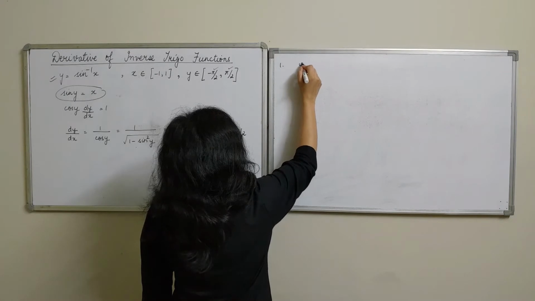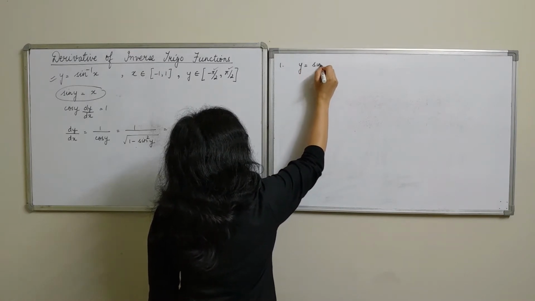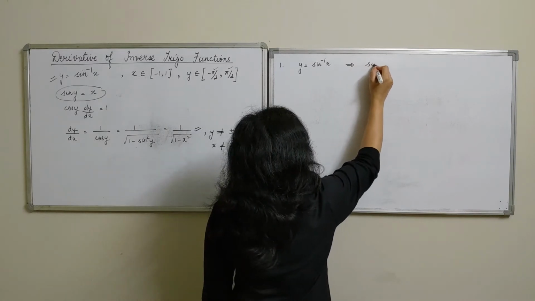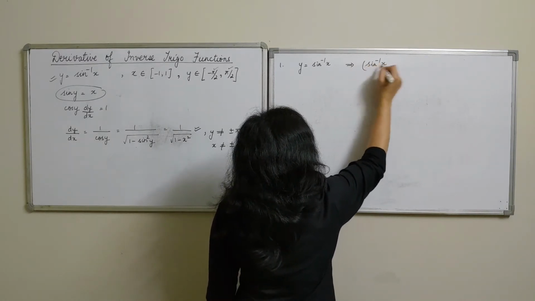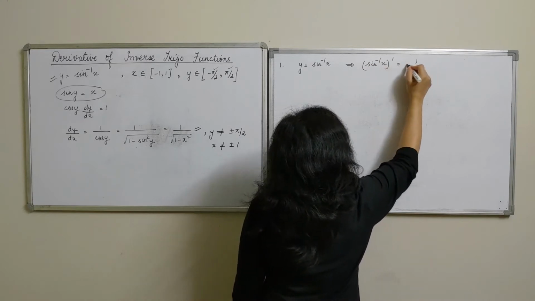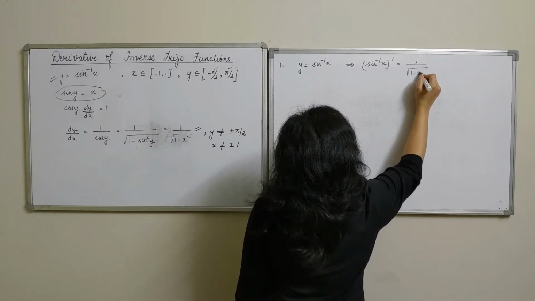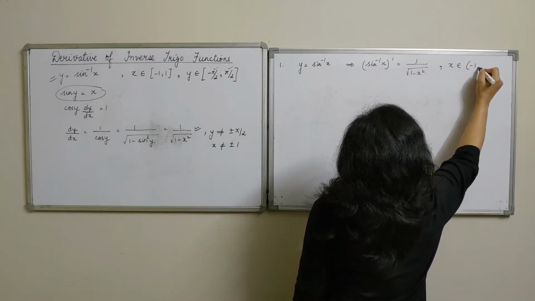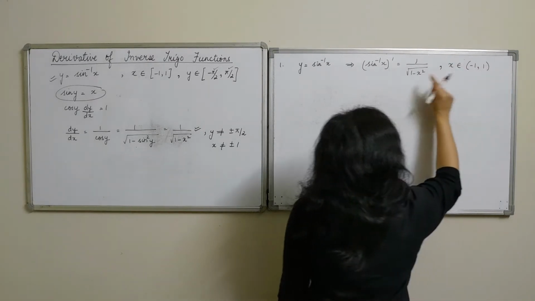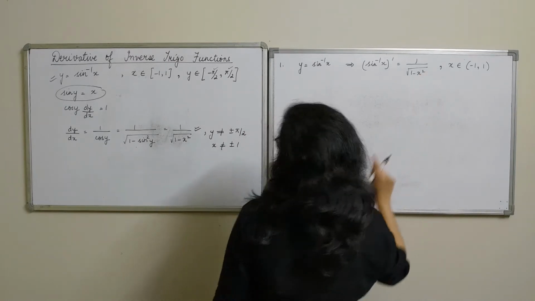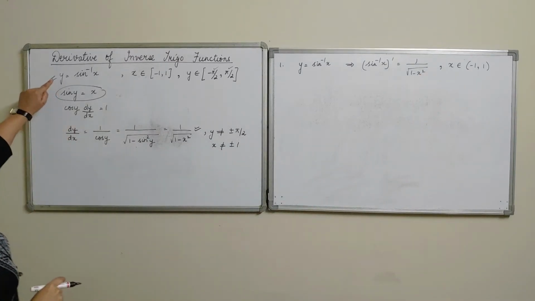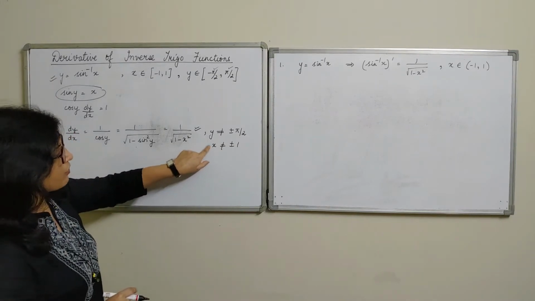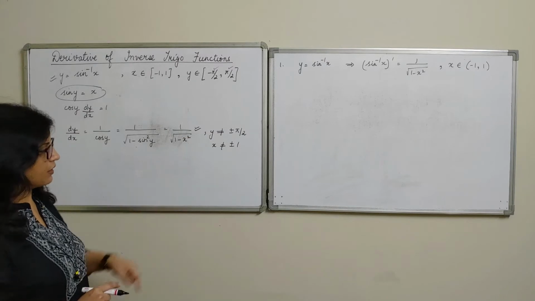The first result, y is sine inverse x, so this implies derivative of sine inverse x function will be 1 upon under root 1 minus x square, where x belongs to open interval minus 1 to plus 1, cannot be minus 1 or plus 1. Okay, so this way from this equation we have found out the derivative. Restricted values of x and y, we are able to find out the derivative.